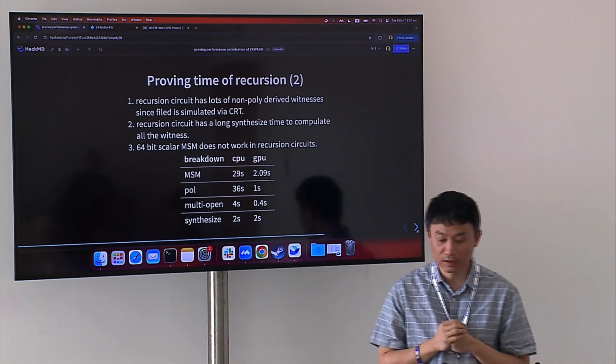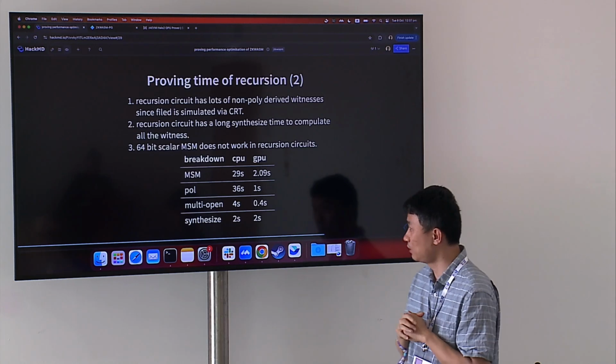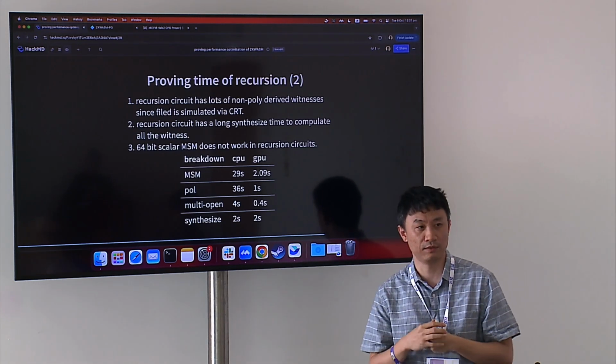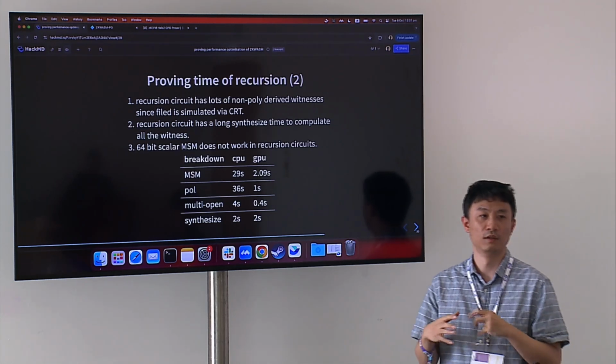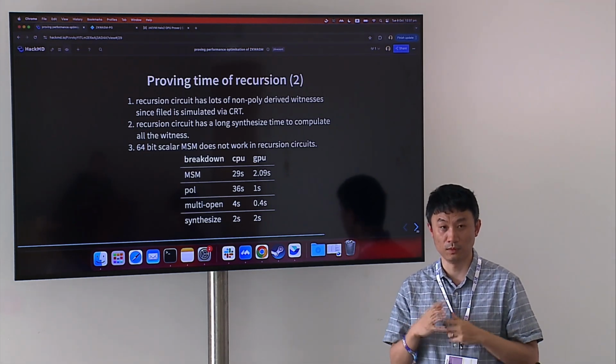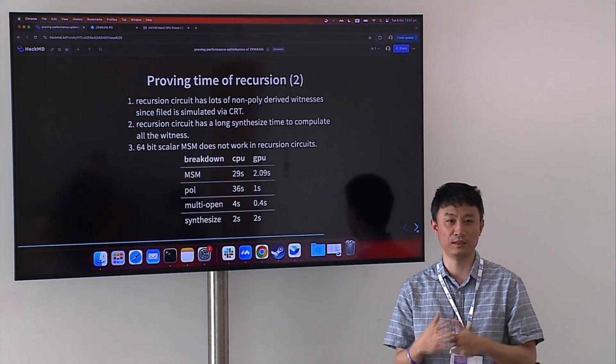Okay, and there's one small thing that actually makes recursion slow, because every time you generate witnesses for the recursion circuits, you have to do witness generation for MSMs.